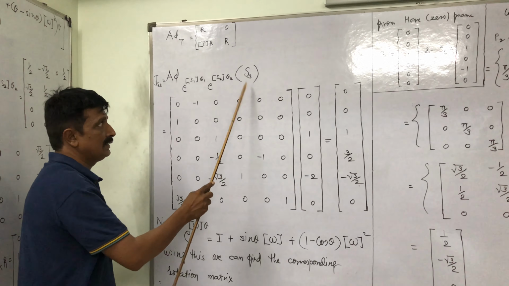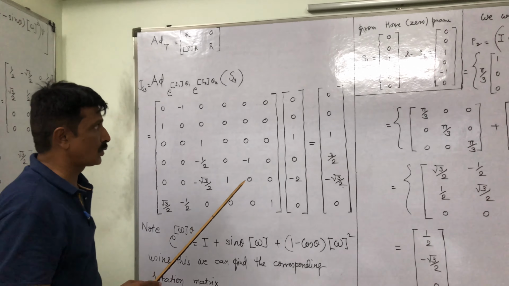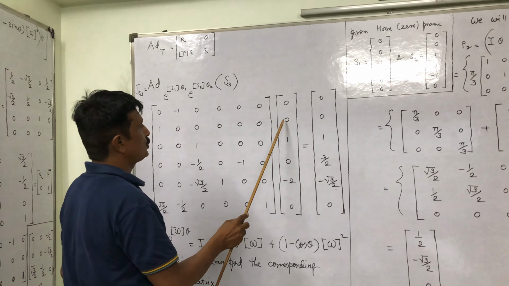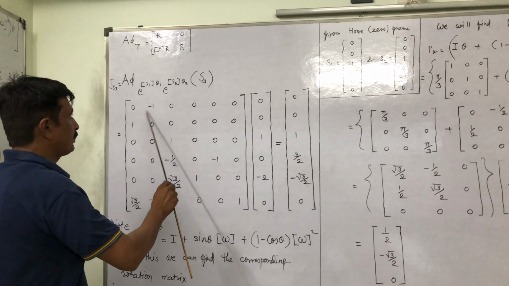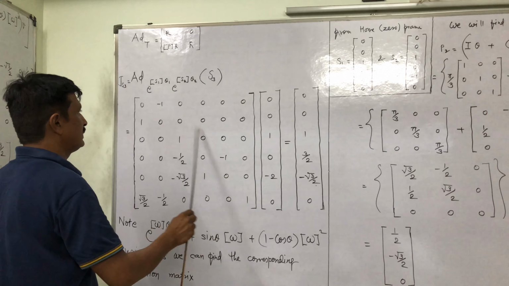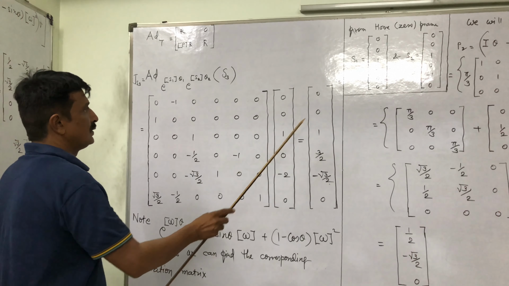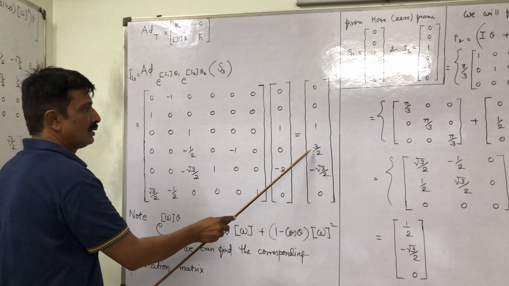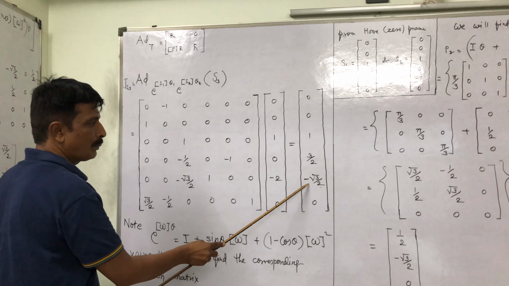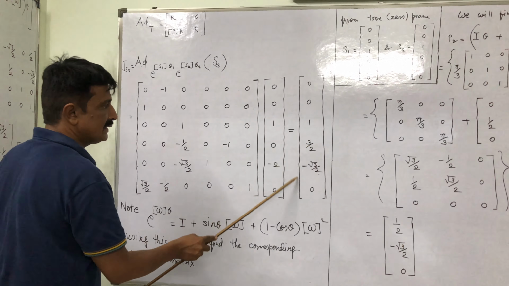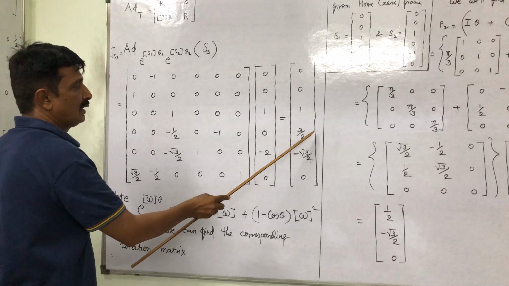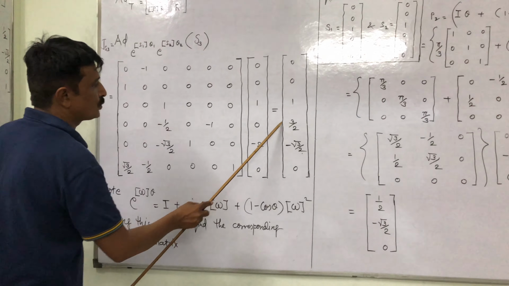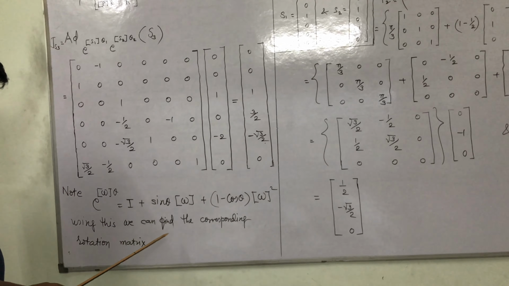And S3 is the screw axis, which we have discussed already: 0 0 1 0 minus 2 0. If you multiply this and this, we get 0 0 1, 3 by 2, minus root 3 by 2, 0. This is V3 and this is omega 3, and this is exactly equal to our geometrical result.